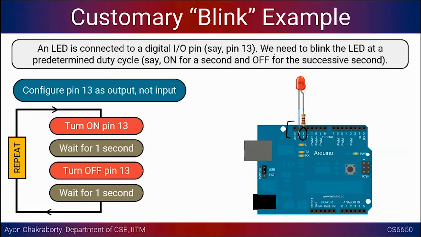So what we are trying to do is blink the LED at a predetermined duty cycle, which means that for a certain amount of time the LED will be on, then it's going to turn off, and it is going to remain off for some amount of time. Then again it is going to turn on, and it is going to continue, right? So there is an off period of time, let's say t1, and then there is an on period of time t2, right?